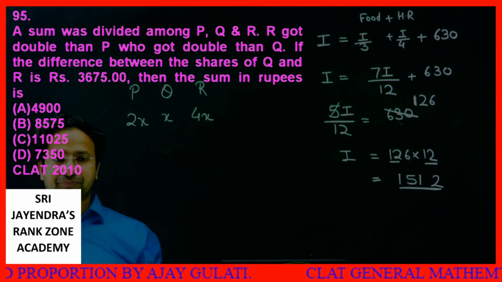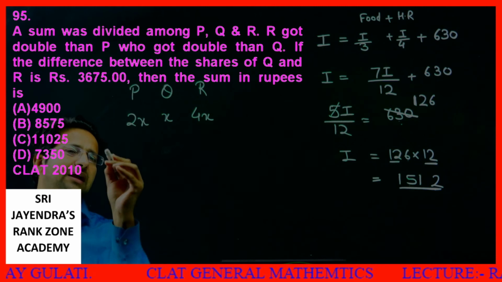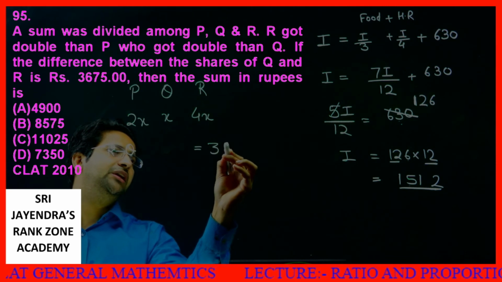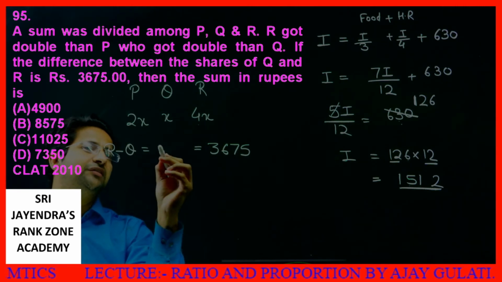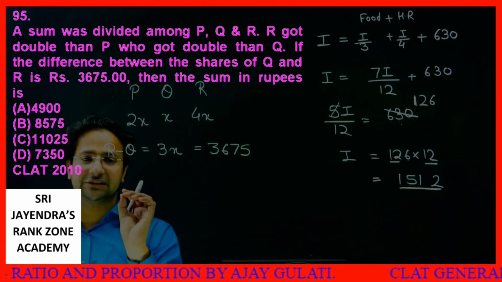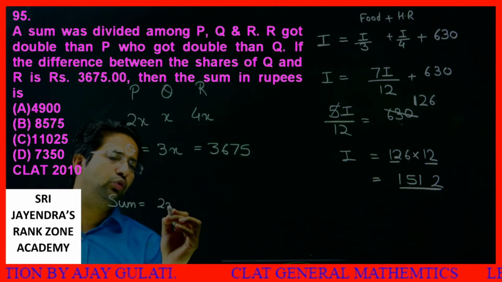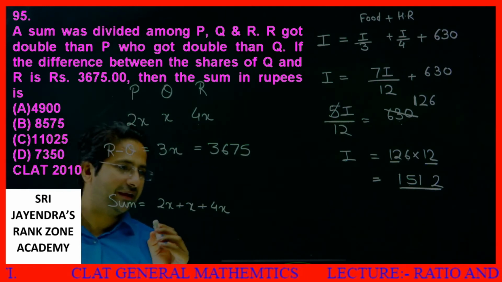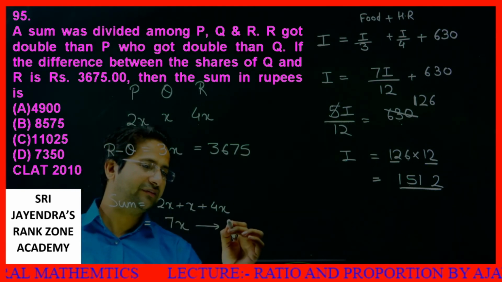Okay, now the difference between the shares of Q and R is 3675. R minus Q is 3675. What is R minus Q? This is 3X. Students, if this 3X is 3675, what are we asked? The sum in rupees. What is the sum? Sum is the sum of all these: 2X plus X plus 4X. This is equal to 7X. 7X means 7 into the value of X.